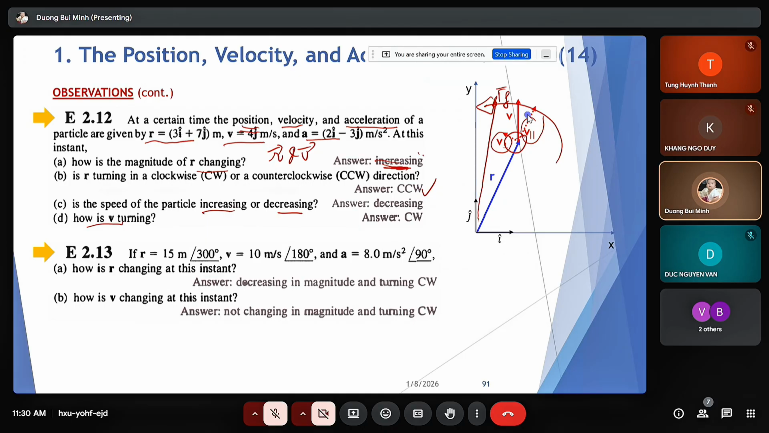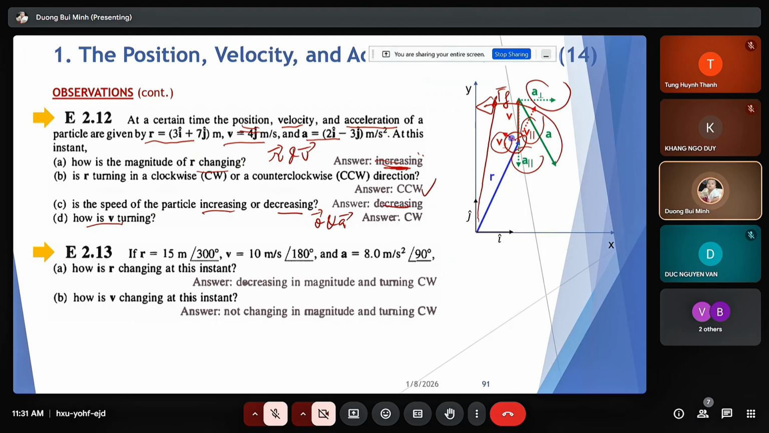Okay, so now is the speed of the particle increasing or decreasing? We need to compare V and A, right? This is vector V, this is vector A, right? This belongs to the fourth quadrant. So here you get A perpendicular, here you get A parallel. So A parallel is opposite to V, right? So this is the reason.